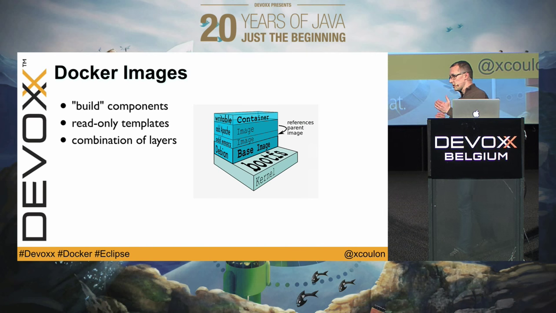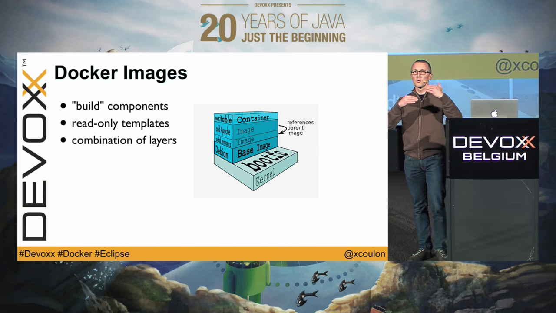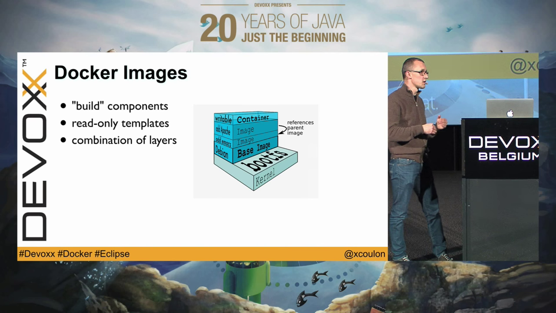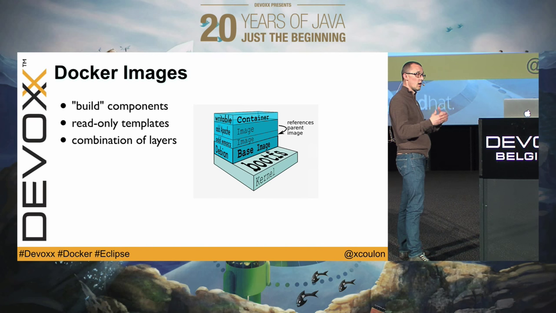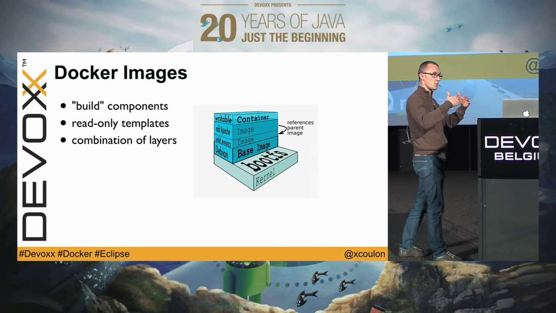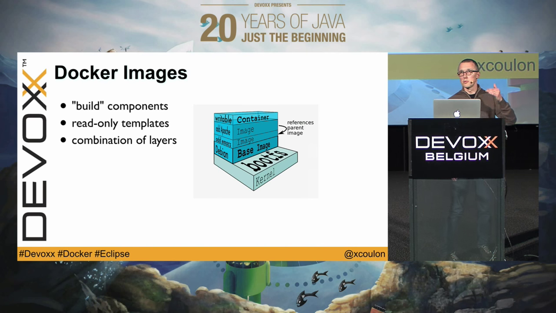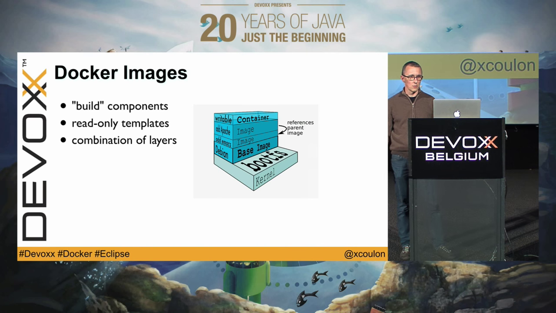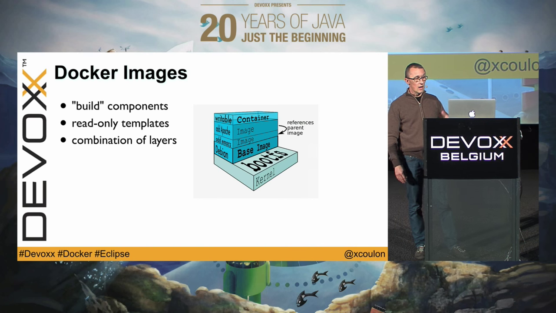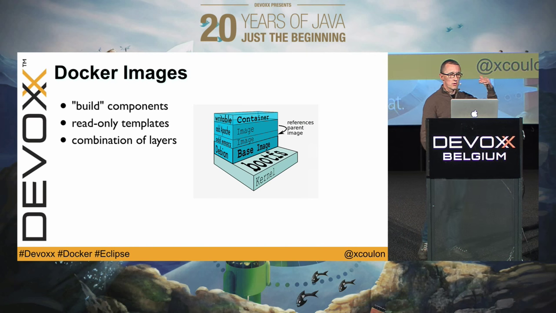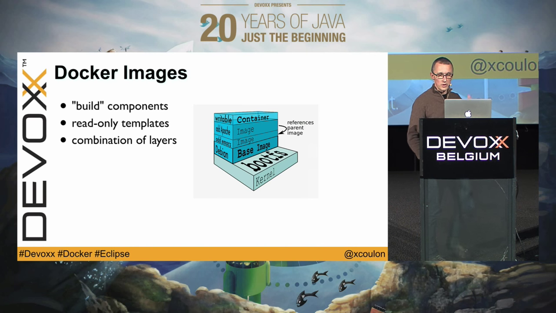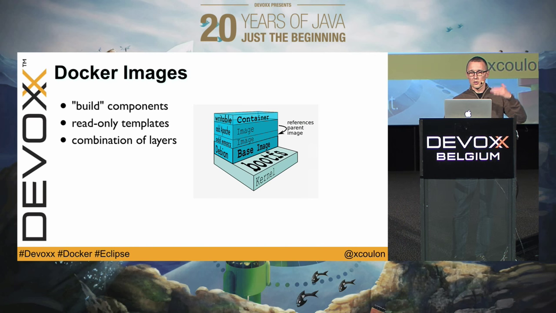And then on top of this, you're going to add another layer to make a new image on this first image, which will be maybe something like adding a JVM on top of it. So it's going to be your second layer. Your third layer will be probably something like your application server, something like Wildfly. And then on top of it, you will have a fourth layer, which will be your application itself. So this is a combination of layers.